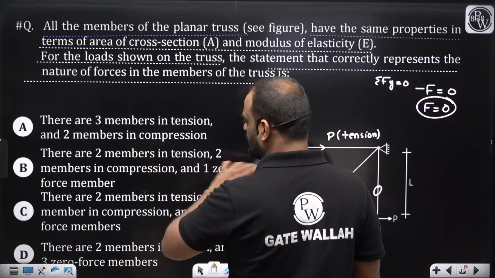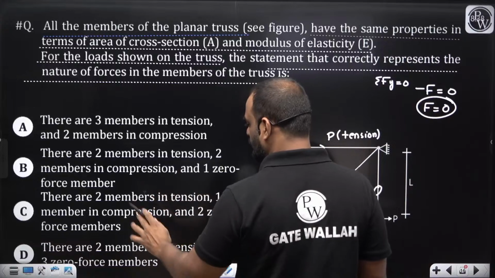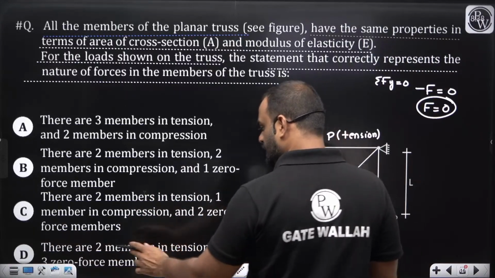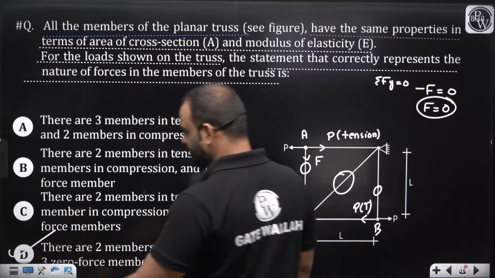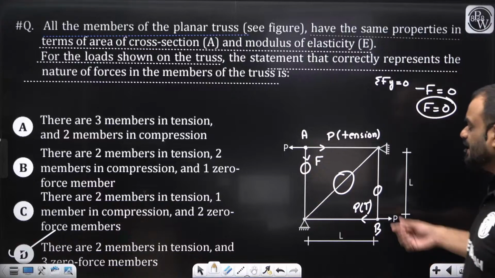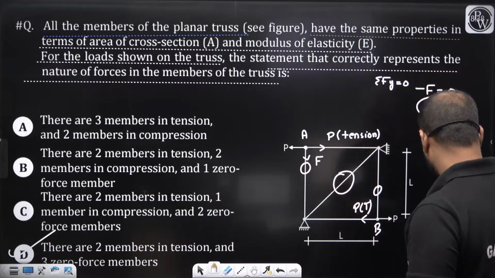Three members in tension? No. Two members in tension, two members in compression, one is 0? Two members in tension, one member in compression, and two are 0? No. Two members in tension and three zero force members, right? So D is the correct answer for this particular problem. But let me explain why this inclined member has 0 force. Okay, let us understand that.